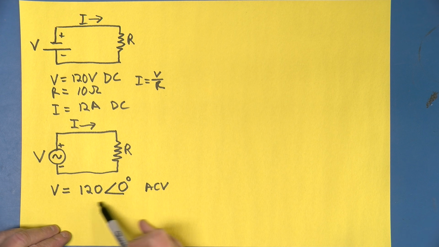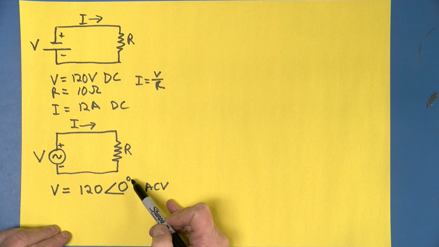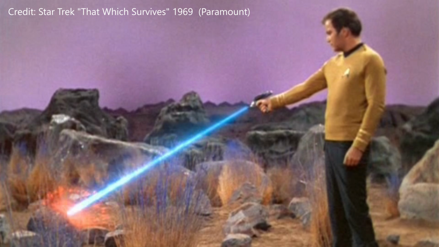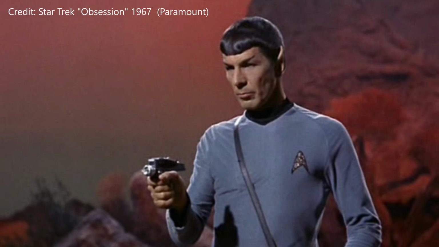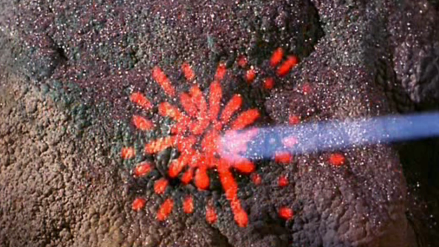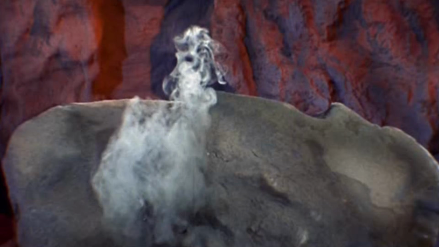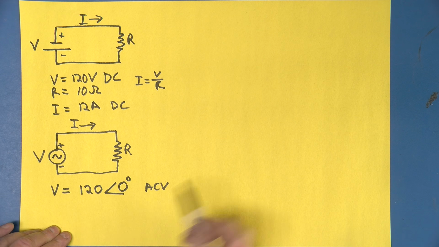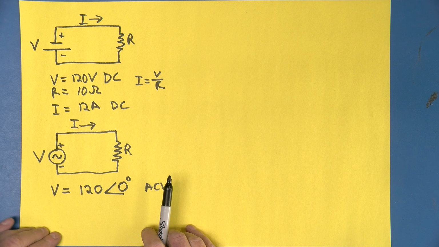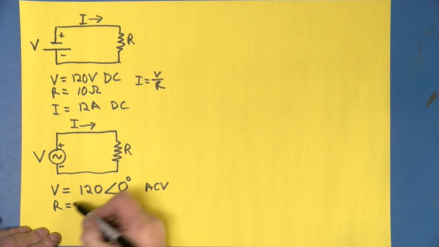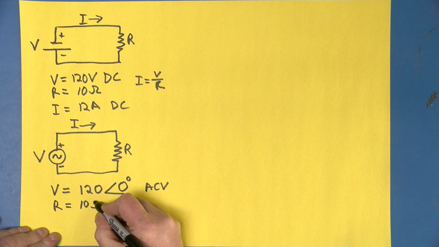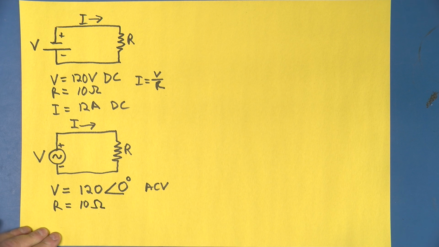And we have a name for this notation, and it's called a phasor. And no, it's not that type of phasor. In fact, electrical engineers have been using phasors way before Starfleet ever used them. Anyway, that's the phasor representing the voltage, and the resistance is still 10 ohms. We want to keep things as simple as possible.